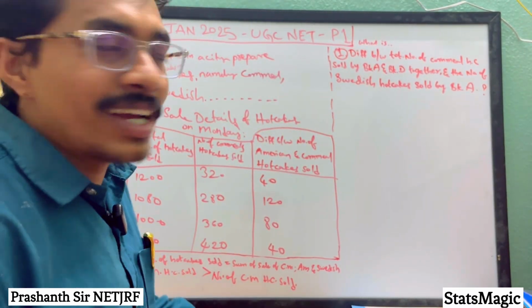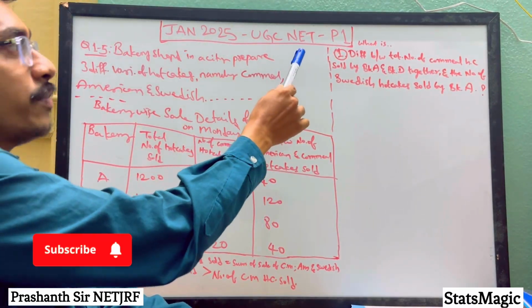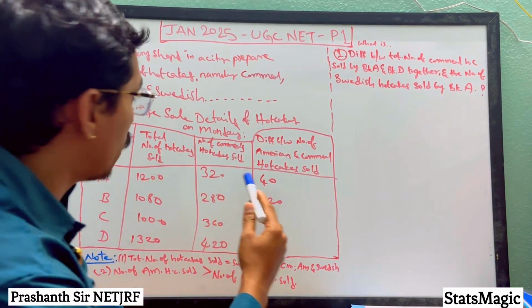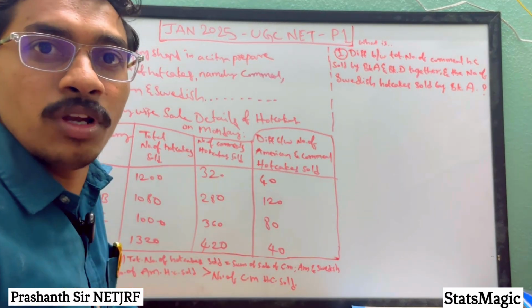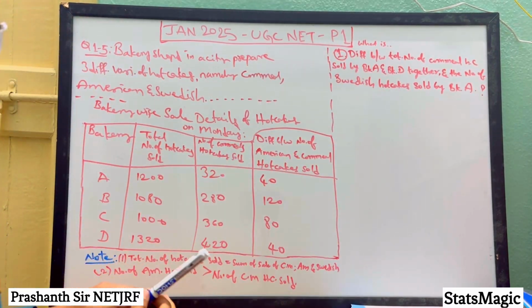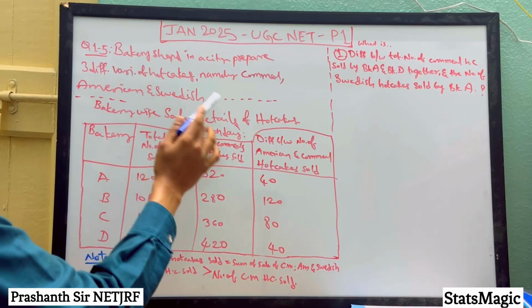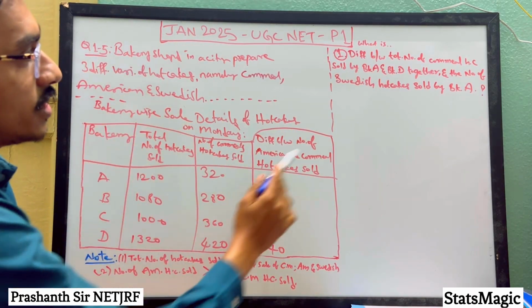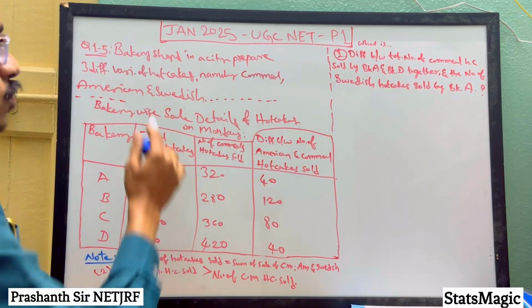So today we are dealing with Jan 2025 NET Paper 1. Just to focus on the board, the problem and the solution. If I am visible or not visible, it doesn't matter. The question and the solution is important. This is the first question we have. Based on this table, they have asked 5 questions. Let us go one by one. I'll read the question.